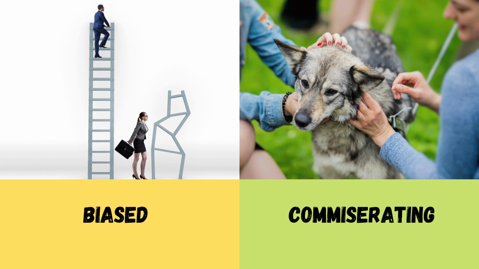And the next one is commiserating. Commiserating means expressing sympathy or pity, right? So take any passage, if the author tries to show or tries to project pity or sympathy towards something, towards a situation or towards a person, then we can say that that tone is known as commiserating tone.